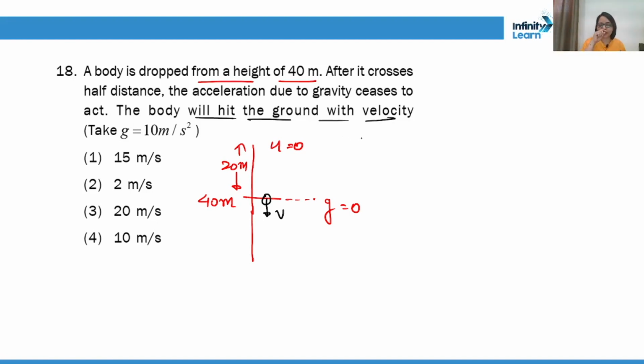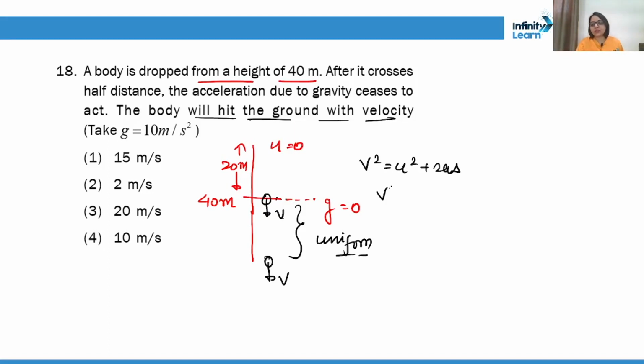So the velocity at this point will be equal to the velocity at the ground, because after this point motion will be uniform, right? So let's find the velocity after 20 meter. So it will be v square is equal to u square plus 2as. V square is the final velocity at this point. U square is 0 plus 2 times a, which is g, that is 10, and displacement is 20 meter. So it is 400. So v will be 20 meter per second. So after crossing this 20 meter mark, the body will move with 20 meter per second, which is option 3.